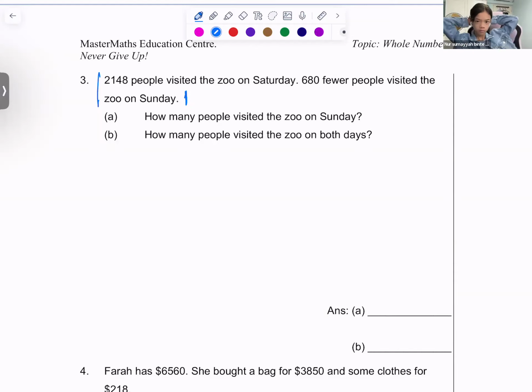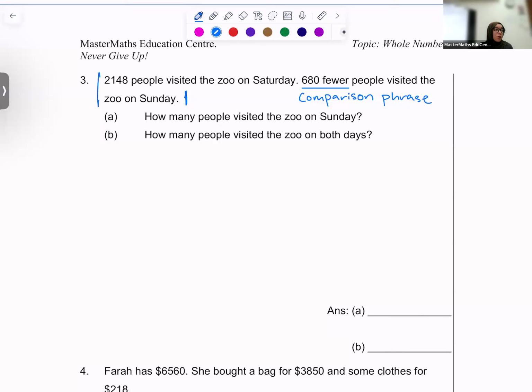Where is it? How many fewer? 680. Very good. 680 fewer. Everyone underline this part. This is our comparison phrase. So if we see a comparison phrase, we should draw what kind of model? Comparison, not part-whole. Okay, what are we comparing here?